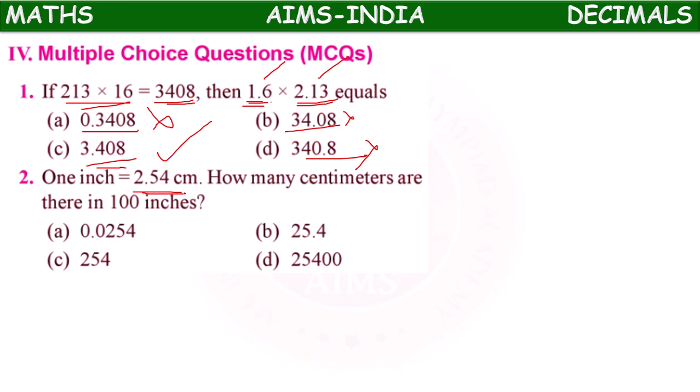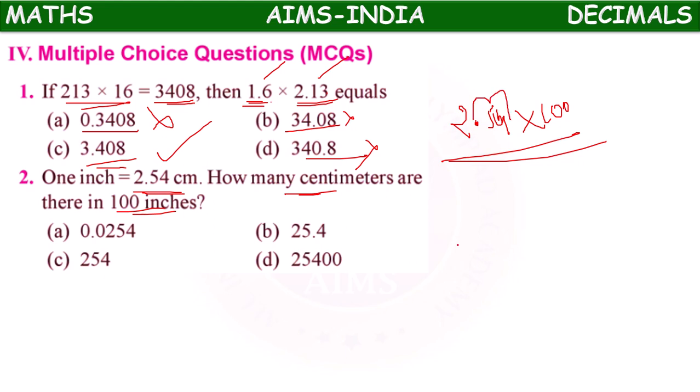So 1 inch is 2.54 centimeters. How many centimeters is 100 inches? 2.54 into 100. Because two zeros are there, the point will move two places. Means 254. After that we would keep a point, but there is no number after that, so no need to keep it. 254 is the answer. C option.